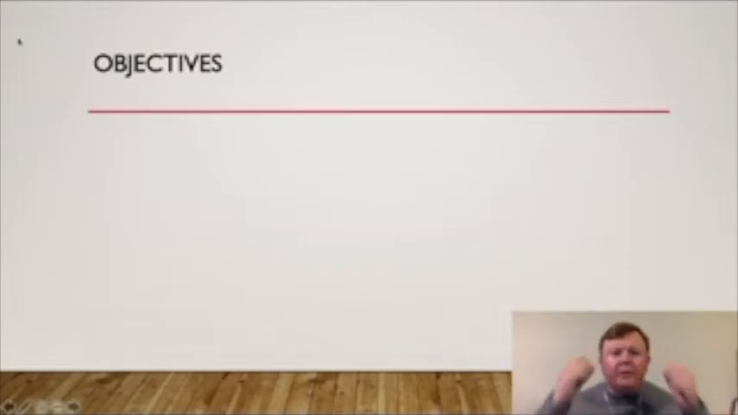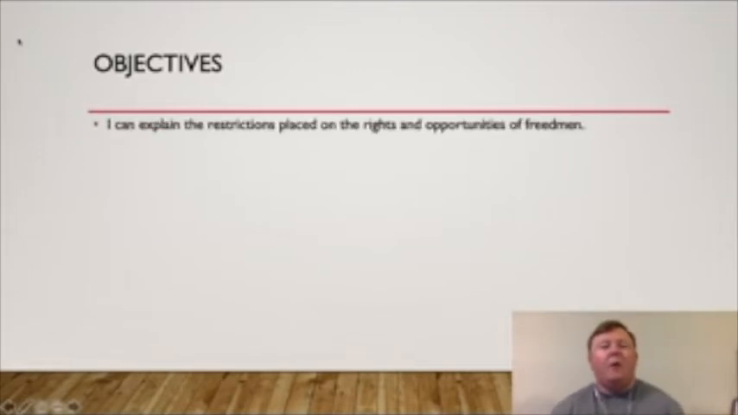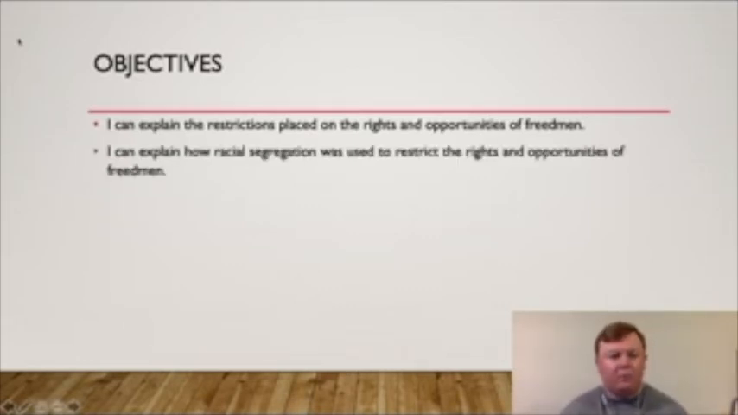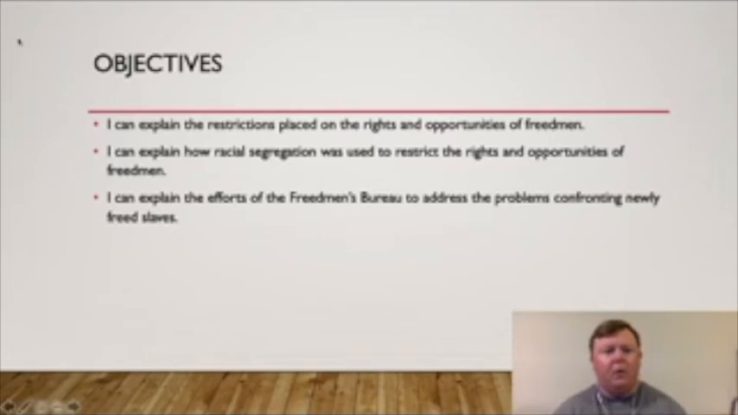Now, some objectives we're going to try to hopefully accomplish in this video. First, we should be able to explain the restrictions placed on the rights and opportunities of freedmen. We should be able to explain how racial segregation was used to restrict the rights and opportunities of freedmen. And we should be able to explain the efforts of the Freedmen's Bureau to address the problems confronting newly freed slaves.